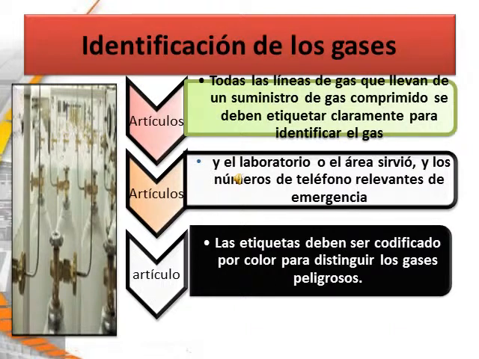All gas lines leading from a compressed gas supply should be clearly labeled to identify the gas and the laboratory area served, as well as relevant emergency phone numbers posted. The labels should be color-coded to distinguish between hazardous gases: flammable, toxic, or corrosive.